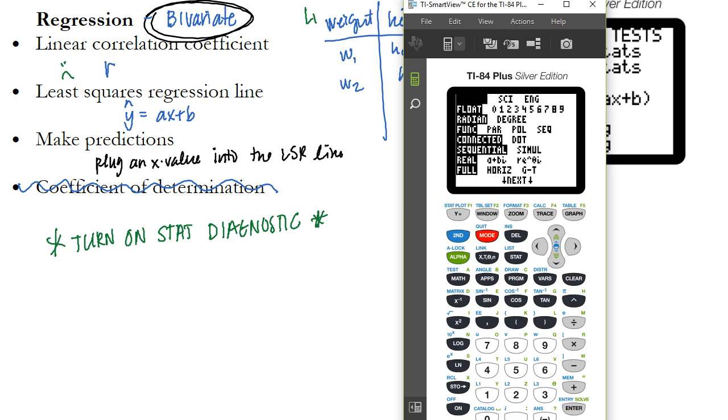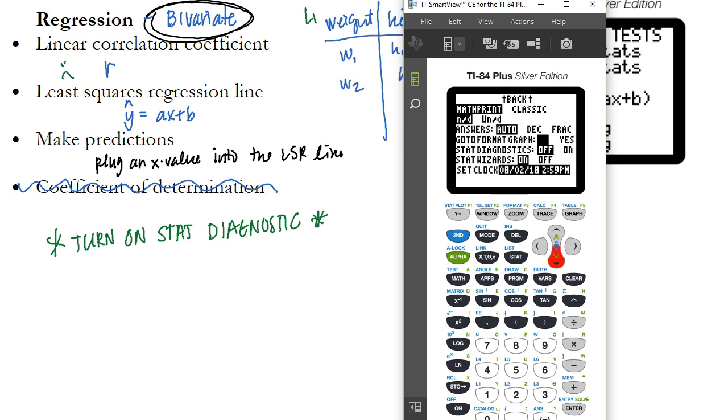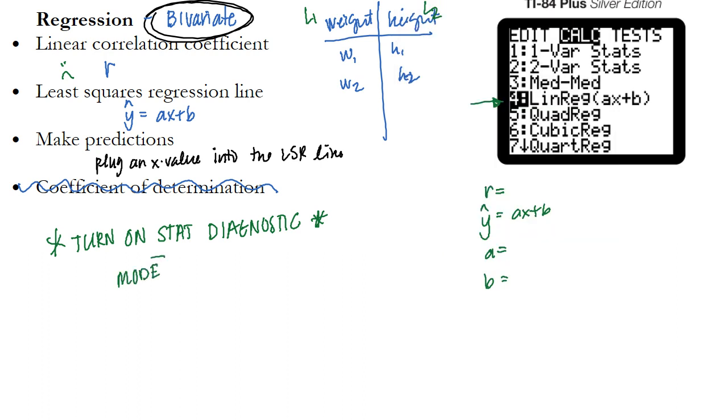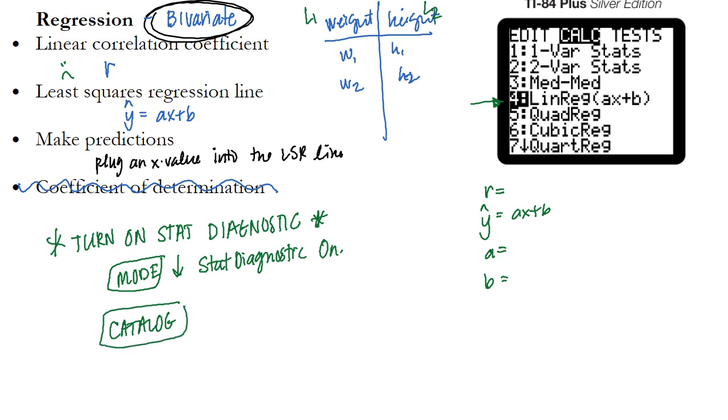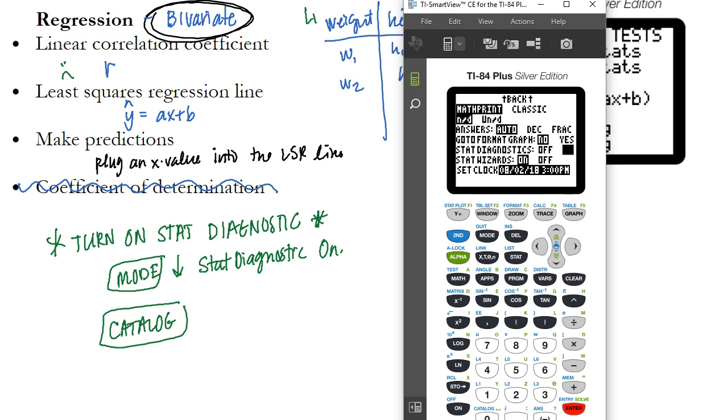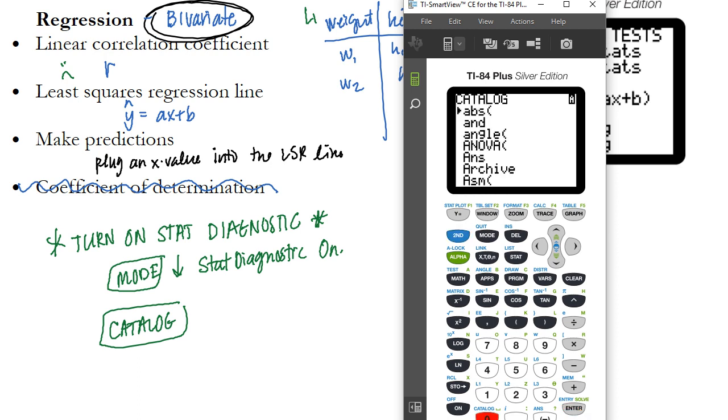So like I said, back in mode, scroll down to stat diagnostic, and turn it on. Once it's on, it will spit back R. If you don't have it in mode, then you have to search for it in the catalog, like with the older operating systems on the calculator. That's no big deal either. Just takes a couple more button clicks. The catalog is second and 0, and that's a list of all the functions the calculator can run.